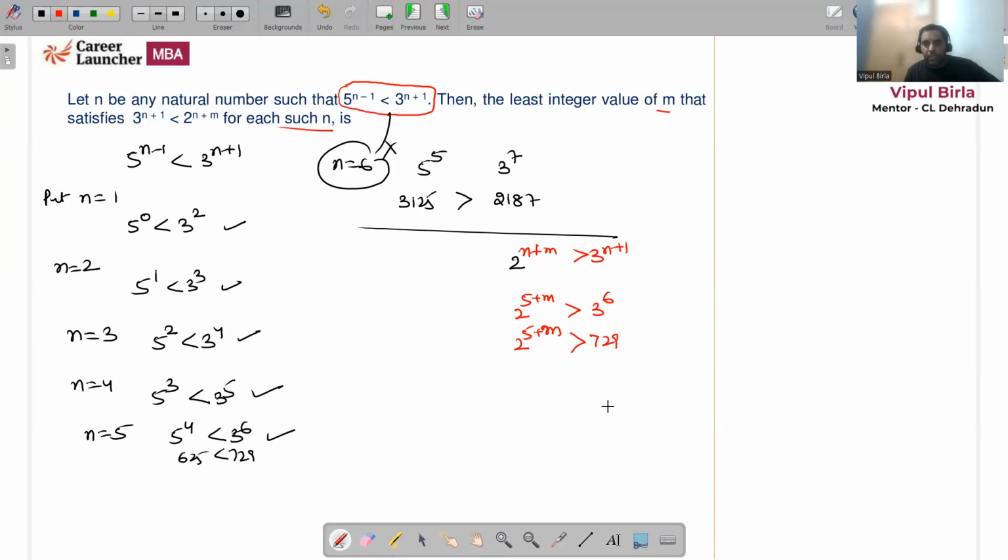So therefore, I can say 2 to the power 5 plus m has to be equal to 2 to the power 10. Then only it is possible. 2 to the power 9 is not possible, which gives me 5 plus m equal to 10, which implies m equal to 5 is the least integral value for this. Therefore, answer is going to be m equal to 5.